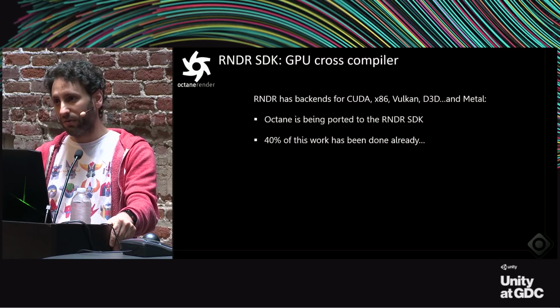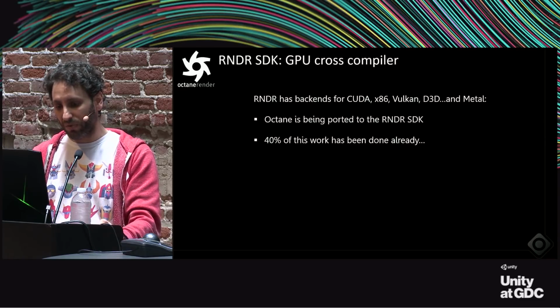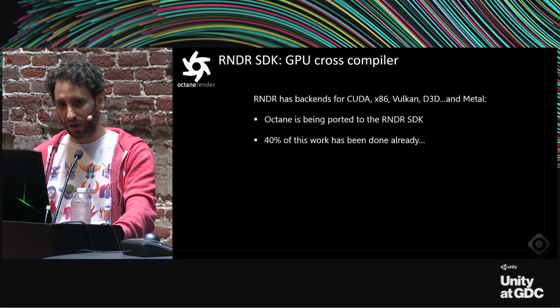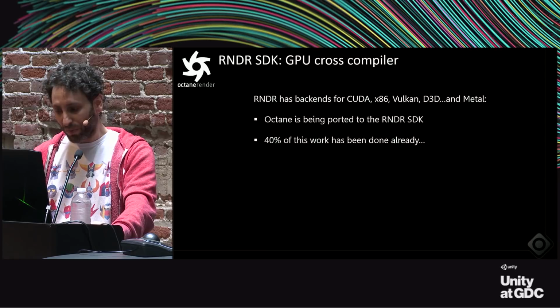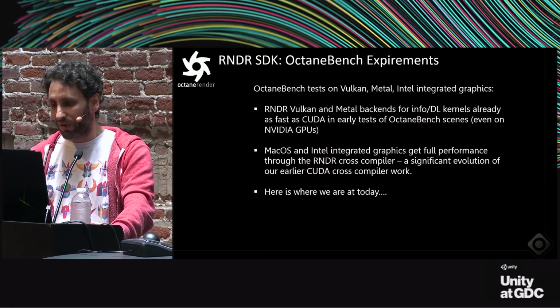And Octane, as I was saying earlier, is currently NVIDIA only. We did an AMD CUDA cross-compiler project, which was crazy and a lot of work. But it was very difficult to really bring that to macOS, for example, where OpenCL and CUDA are just second-class citizens. So we've done about 40% of the work porting Octane over to this Render SDK.